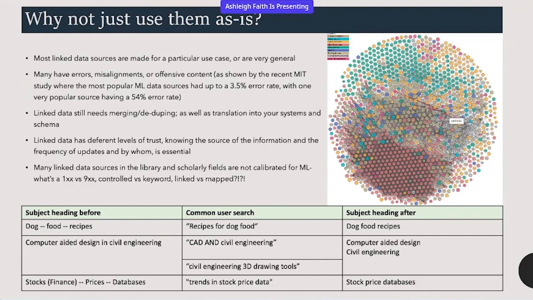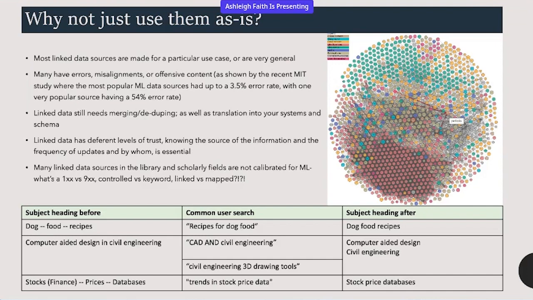So this was actually shown in a recent MIT study where the most popular ML data sources had a pretty high error rate. And one very popular source, which I won't mention, had 54% wrong at any given point.